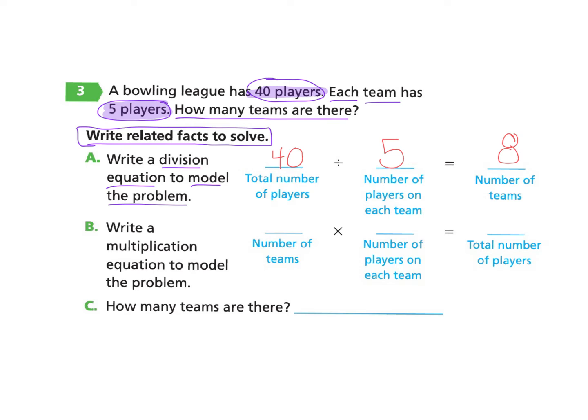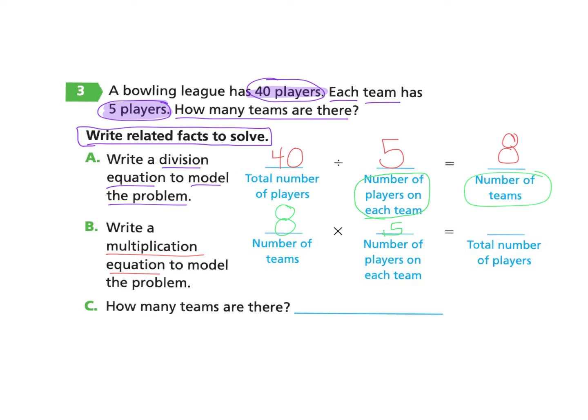Now let's look at Part B. Write a multiplication equation to model the problem. All right, so again, if you want to pause and complete this, you can, and come back and check your answer. So the first part is asking the number of teams, which is the same answer or quotient that we received in our division problem. So there were 8 teams. The next part asks for the number of players on each team, which is the same number as above in the division equation, which is 5.